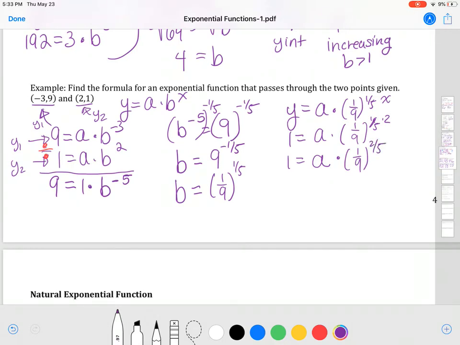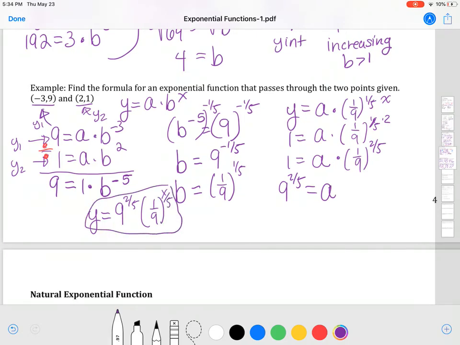Now I'm going to divide both sides by 1/9 to the 2/5 so I can solve for a. So when I take 1 divided by 1/9 to the 2/5, I'm going to get 9 to the 2/5. So my final answer, now that I found a, is going to be y is equal to 9 to the 2/5 times 1/9 to the 1/5 x, which I can write as x over 5.